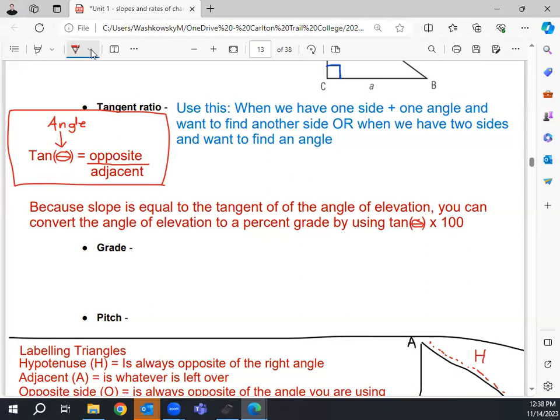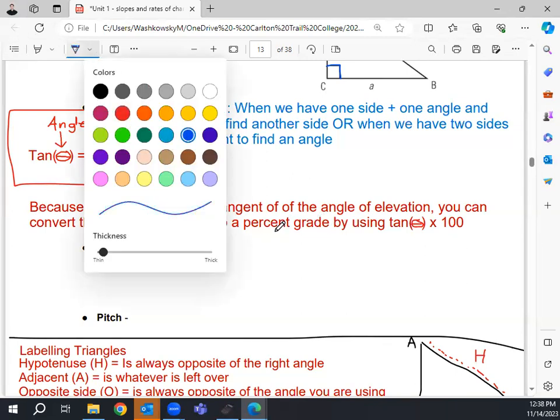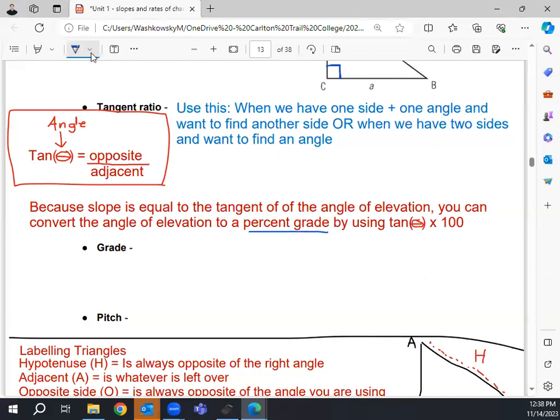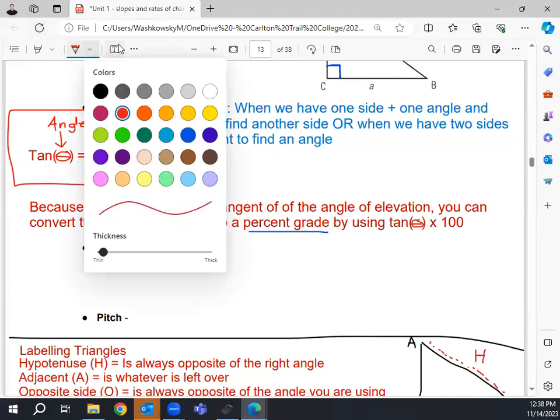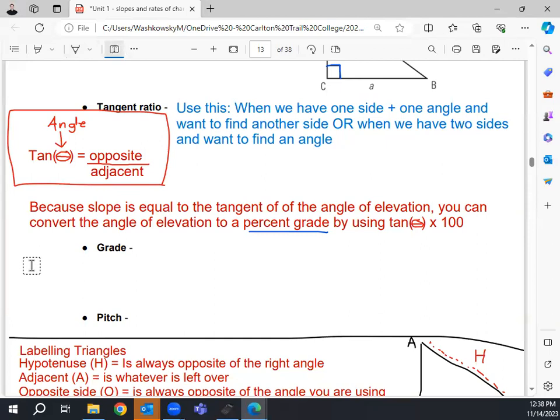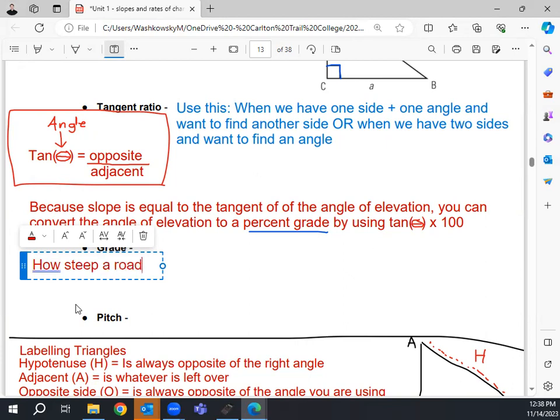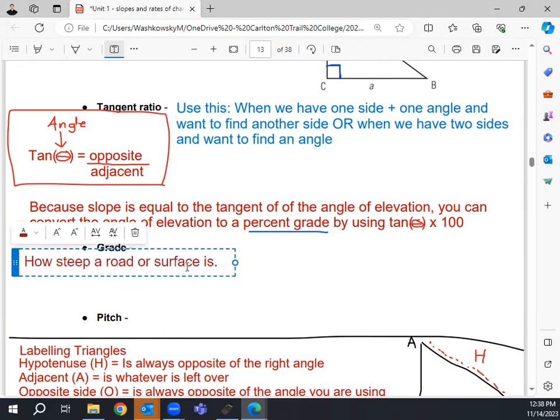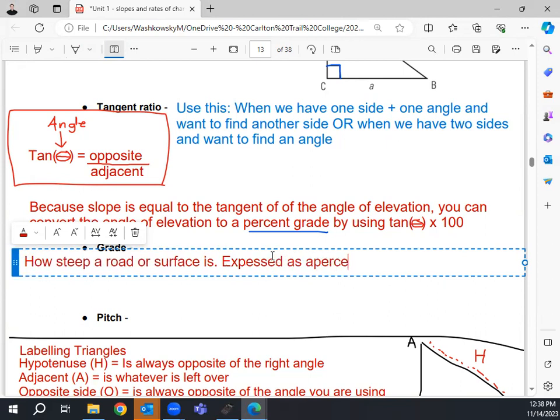So this percent grade thing, you don't have to underline this. I'm just underlining it to show it. So this is what we're looking at here, percent grade. When we say the grade of something, we're talking about how steep a road or surface is. So grade is just showing how steep it is. It's given a mathematical number. It's expressed as a percentage.